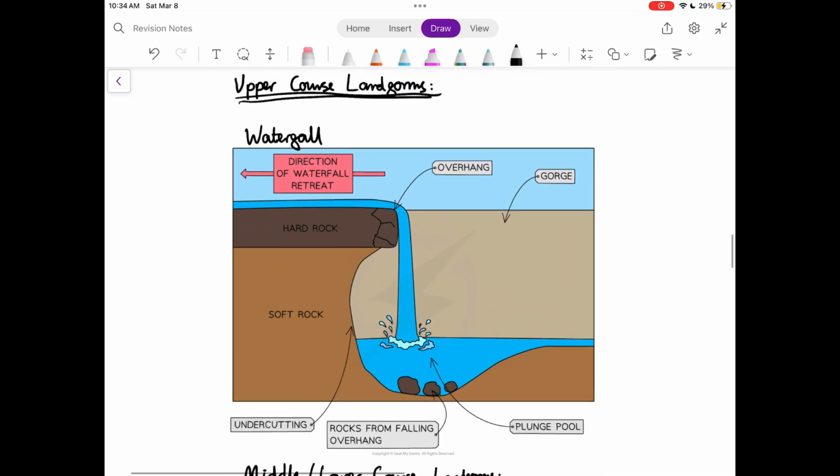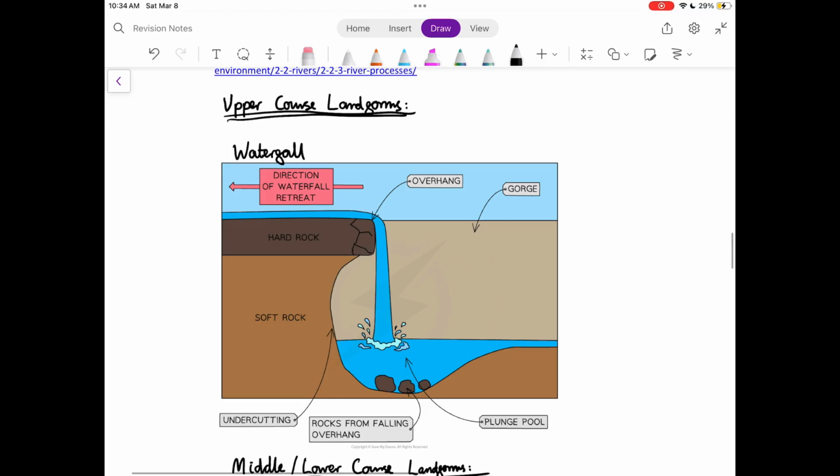So the next thing you need to know are the river landforms. First we're going to be focusing on the upper course landforms, and the only one you need to know is a waterfall and how it forms.